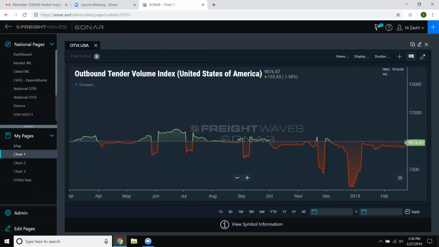I would stick with our good old reliables, outbound tender volume indices, inbound tender volume indexes as well. Really, I'm going to have to make a plug here for the use of the API. Oh no, don't do it. Because as an old pricing guy, I want to see the data, and the more you can overlay your own data on top of SONAR's, the value really becomes quite apparent.